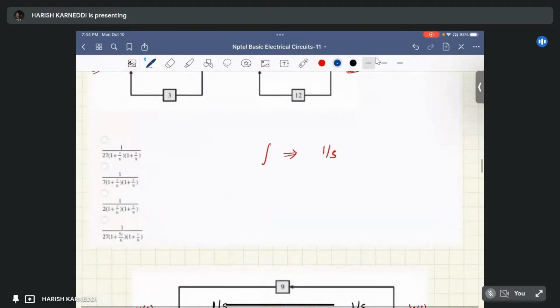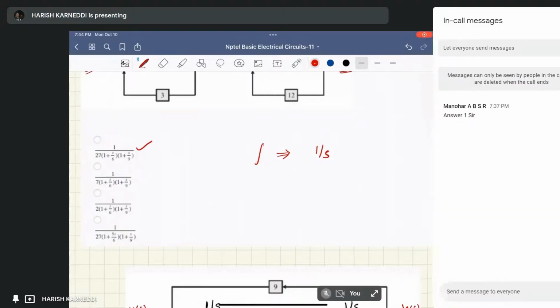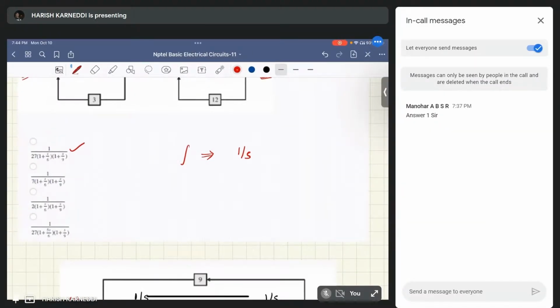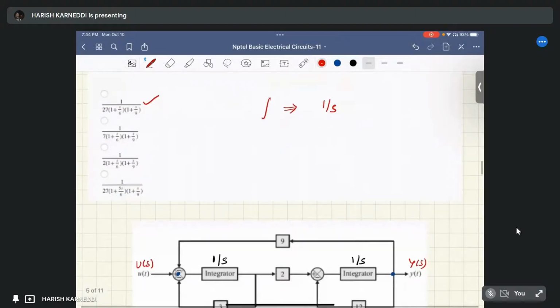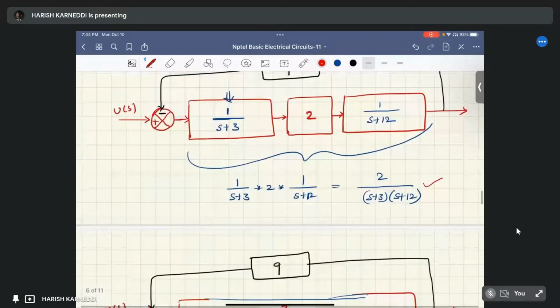The option will be option A. It is 1 by 27 into 1 by (1 plus s by 6) into (1 plus s by 9). The answer is 1. Right. This is how it works.